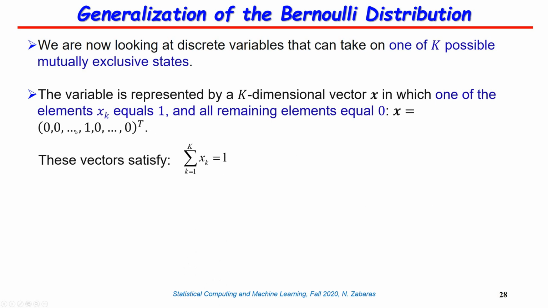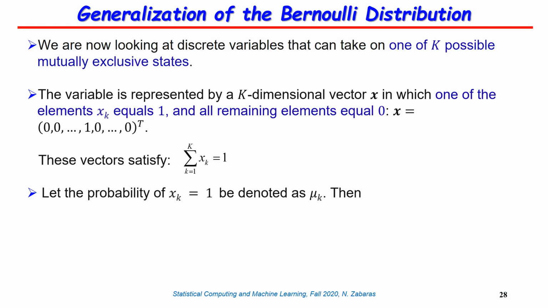The way I define it here with this hard coding, where only one of the variables is 1 and the rest is 0, I'm implying that if I sum all the possible values of these x_k's, where x_k is the value in location k, I'm going to get 1, because only one of those x_k's is equal to 1 and the rest is 0. So we need to introduce a probability distribution for this. To do so, let's define mu_k to be the probability that the k-th value is going to be on.